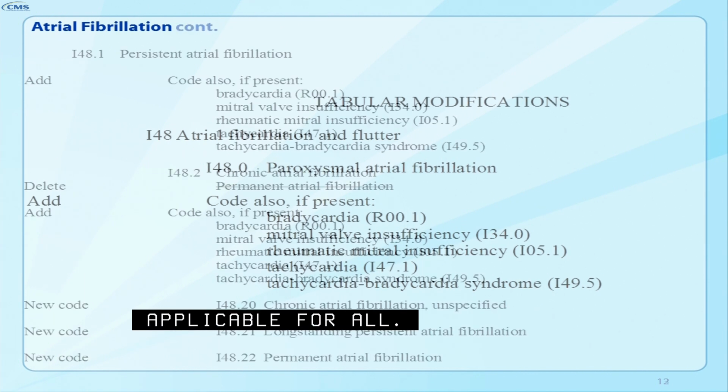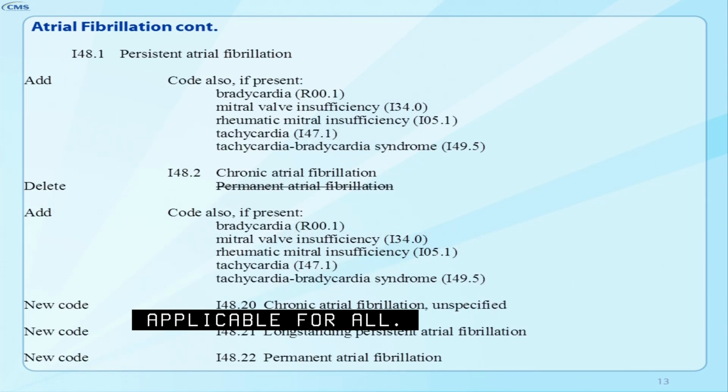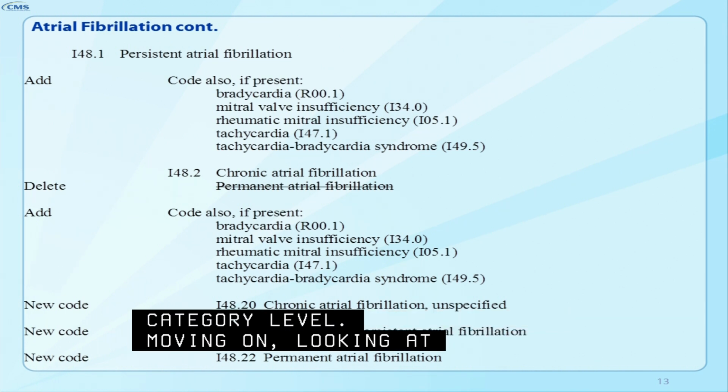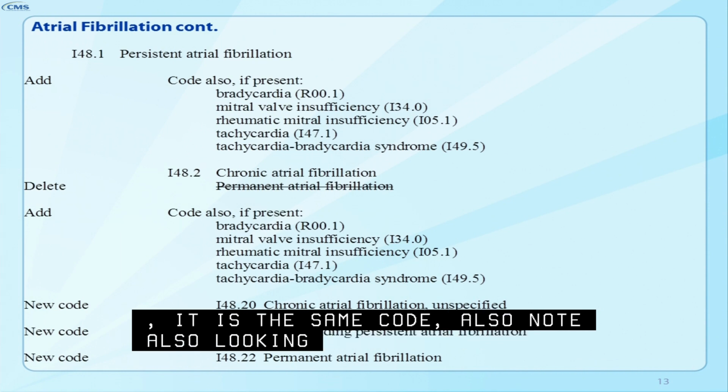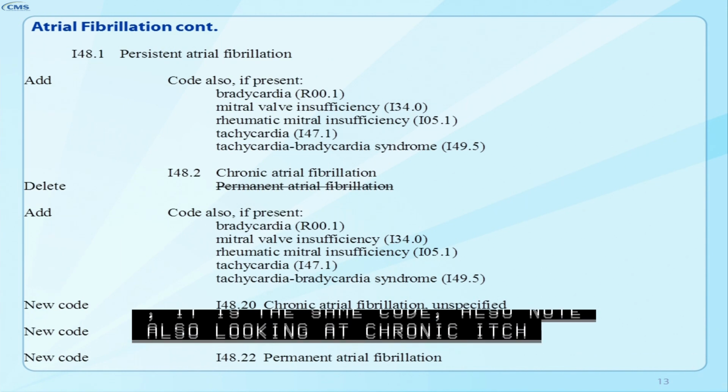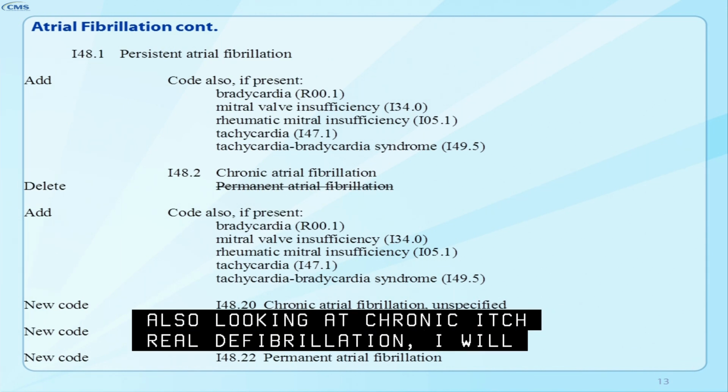Moving on, looking at I48.1, persistent atrial fibrillation. Again, in this case, it's the same code-also note. Also looking at I48.2, chronic atrial fibrillation. I will note that all these are from WHO, the persistent one and the chronic one here also.